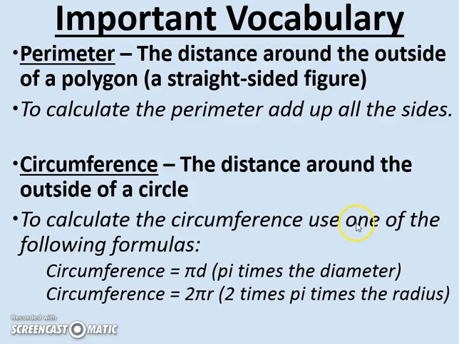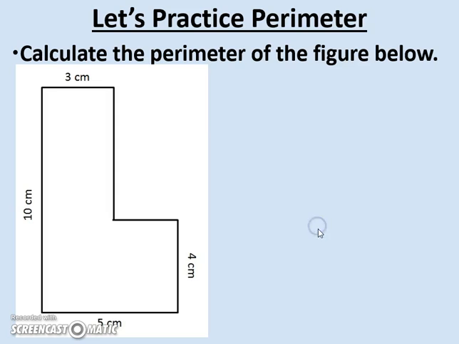To calculate circumference, use one of the following formulas depending on which piece of information you know. Circumference is equal to pi, which is 3.14, times the diameter, or circumference is equal to 2 times pi times the radius. And these are equivalent because we know it takes 2 radii to make 1 diameter.